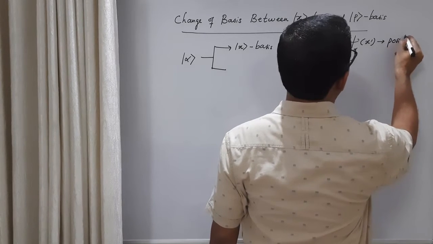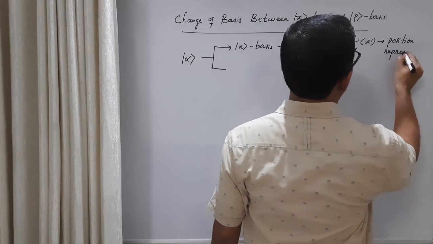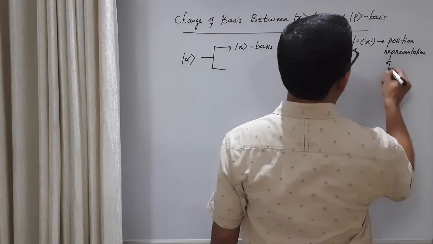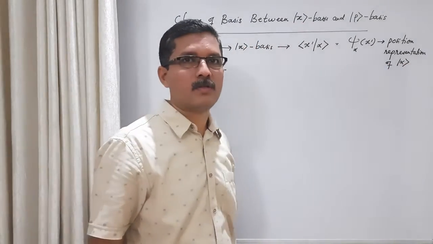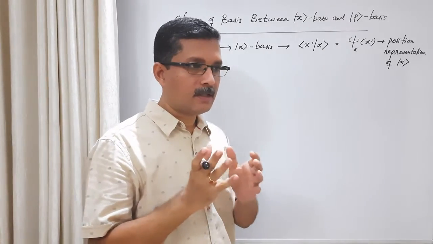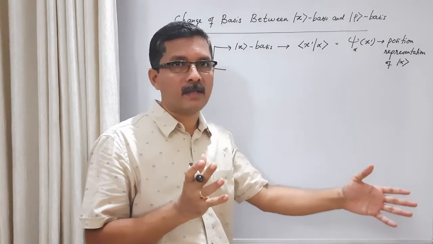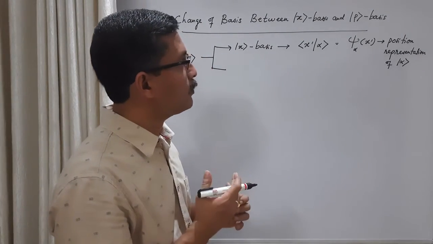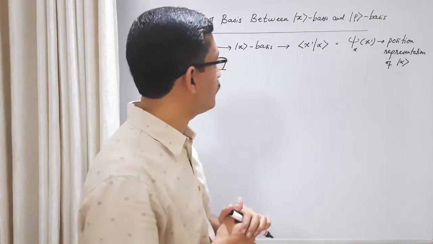Okay, so this we can call position representation of ket alpha, also called coordinate representation of ket alpha. So when you choose a basis, we construct a representation of a general and abstract ket in that basis. That is the idea. So this is the coordinate representation of ket alpha or position representation of ket alpha, and that is called a position space wave function of ket alpha.